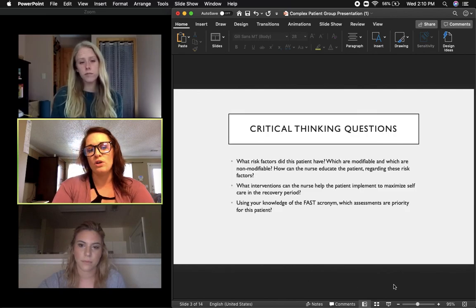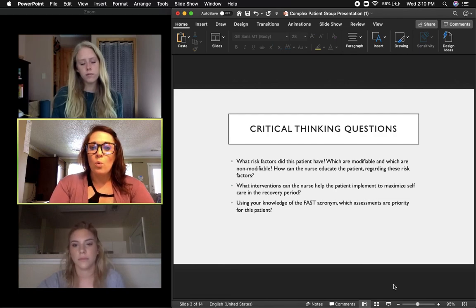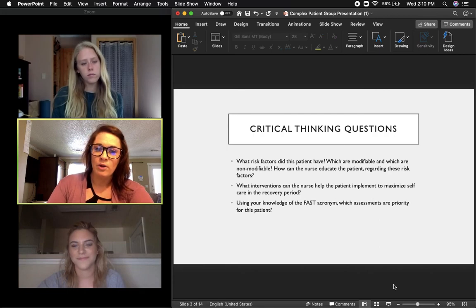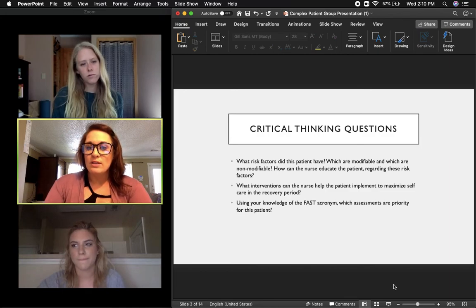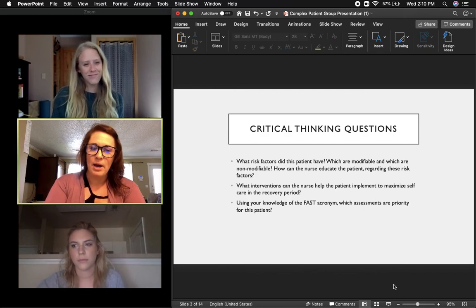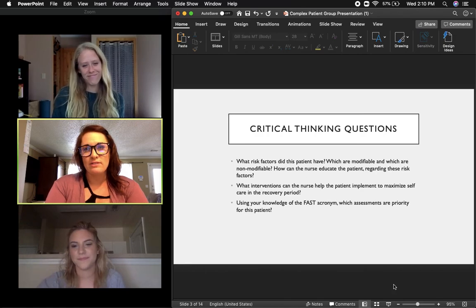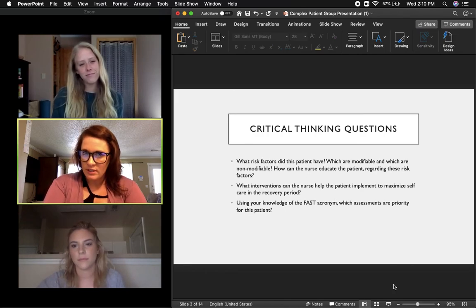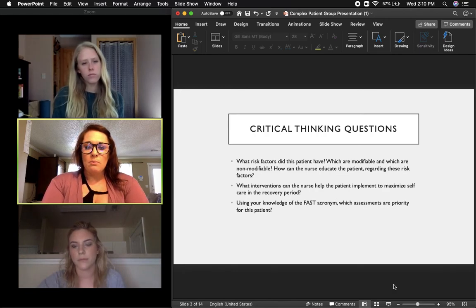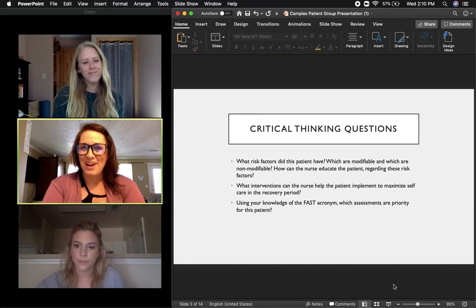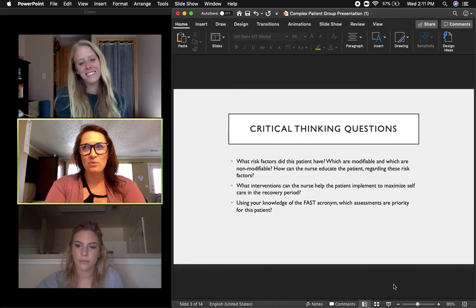Some critical thinking questions that we have are: what risk factors did the patient have, which are modifiable, which are non-modifiable, and how can the nurse educate the patient regarding these risk factors? So as we know, our patient has hypertension and is smoking, and those are modifiable risks. Some other modifiable risks that might not be present would be a sedentary lifestyle, and if she was falsely denying the consumption of alcohol. Some non-modifiable risks would be age, gender, and race.